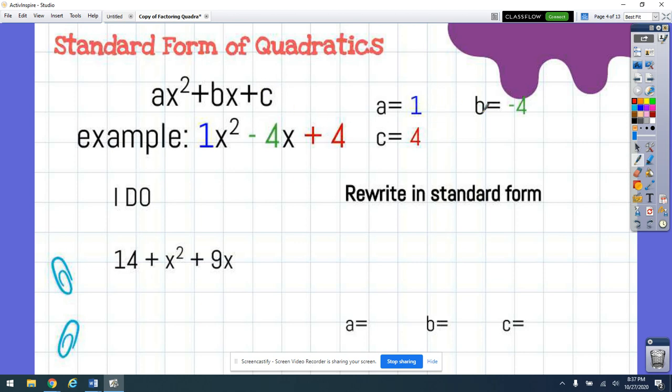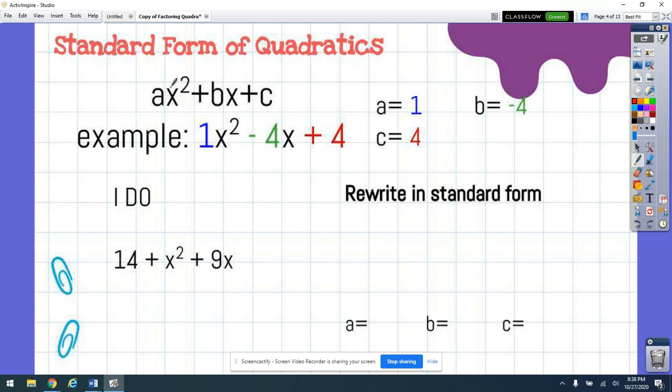And we want to make sure we label these because these three variables are very important for our lesson for today. So a is always the one in front of the x squared, b is always the one in front of the x, and c is always our constant term without a variable. So what we're going to practice on is rewriting our equation in this standard form.